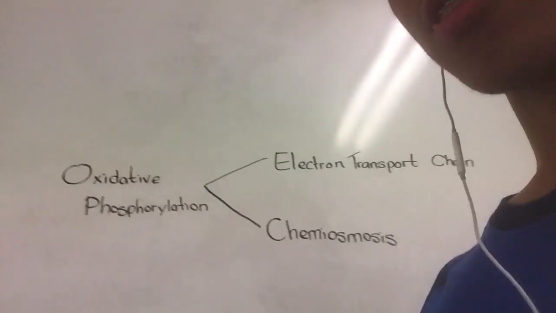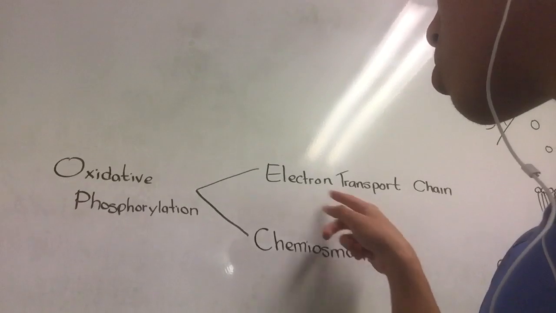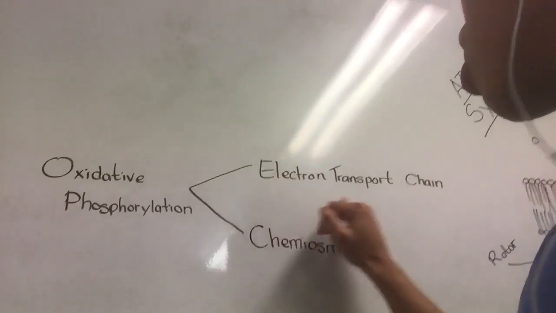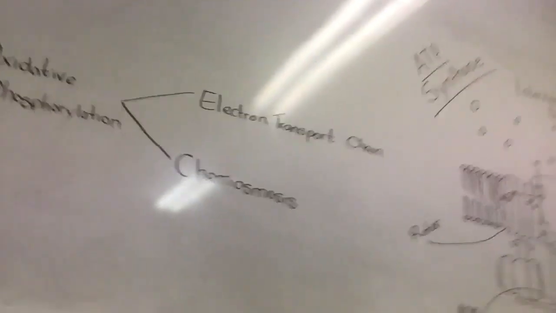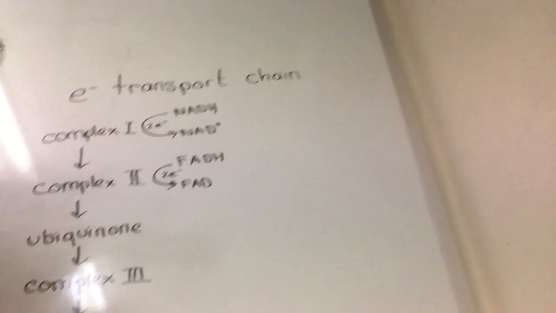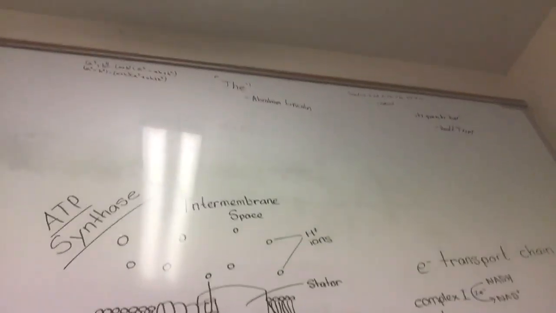Alright, so the next step in cellular respiration will be oxidative phosphorylation, which has two parts. It's the electron transport chain and chemiosmosis. And so let's start with the electron transport chain. Basically, the goal of it is to create a proton gradient.